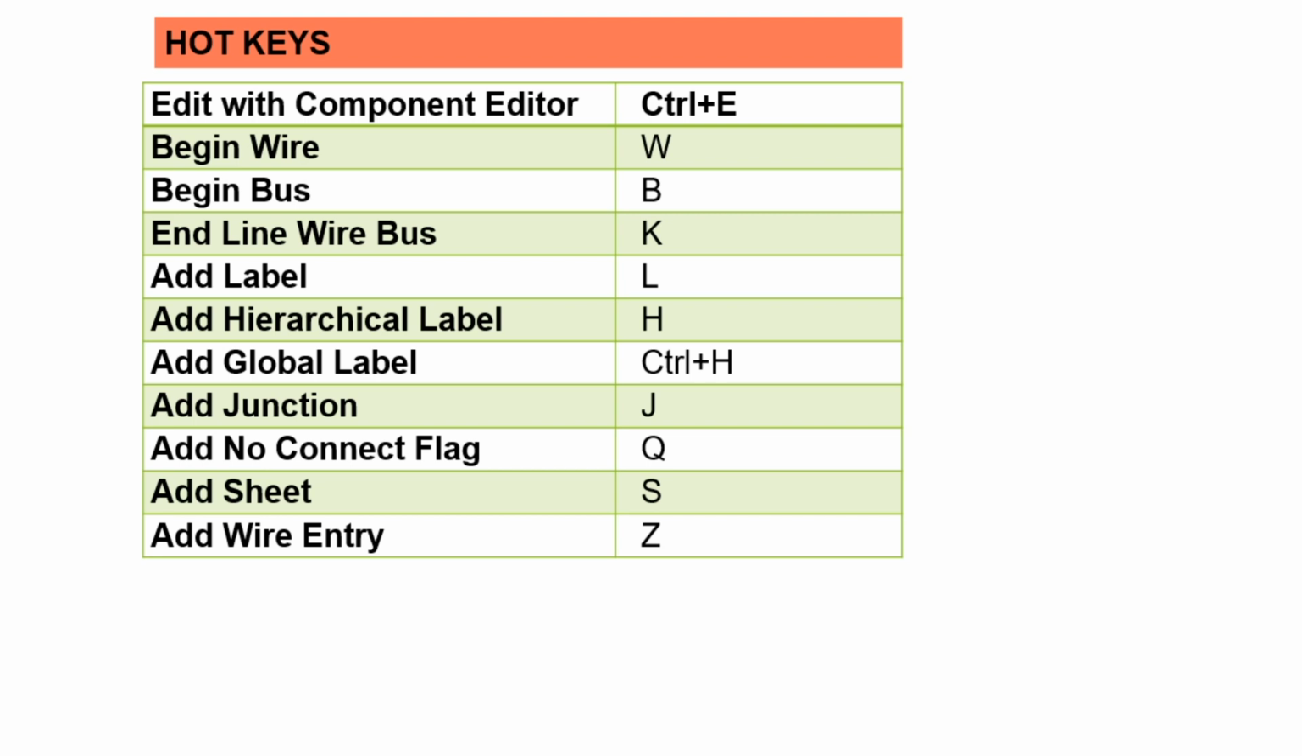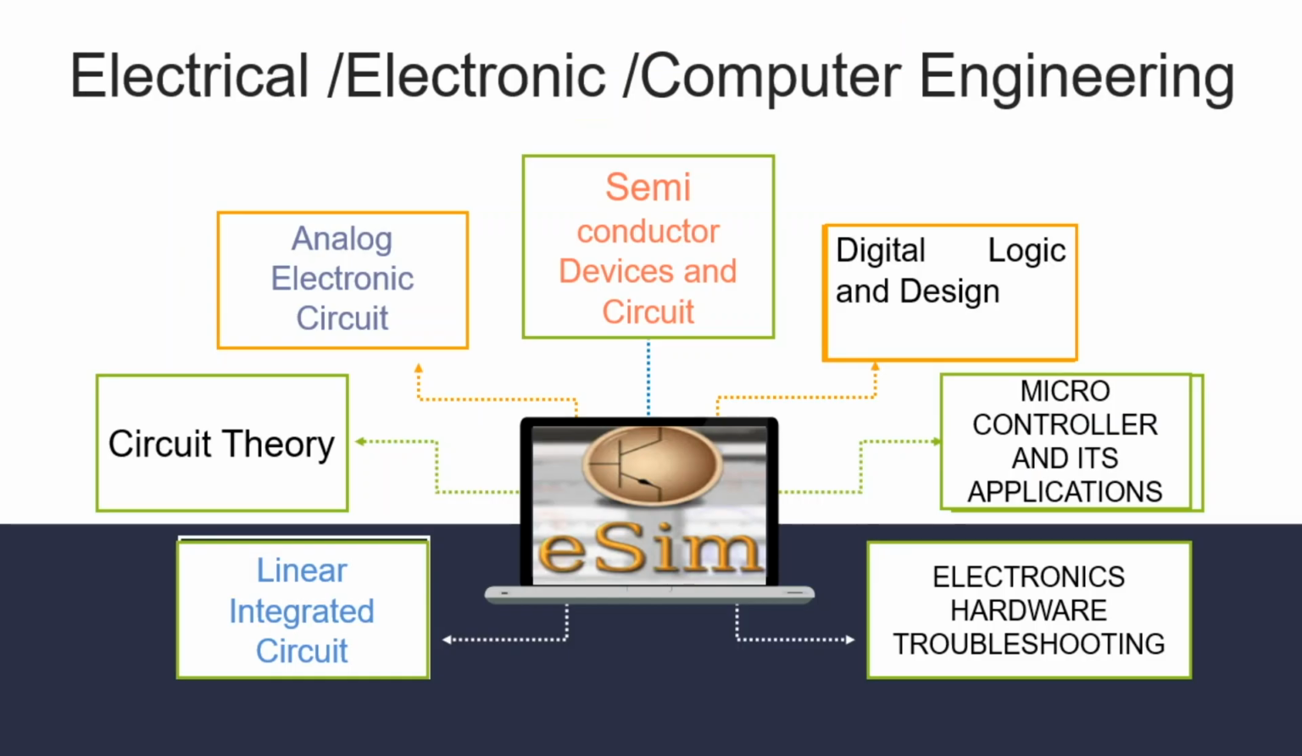Add label is L. Hierarchy label is H. Global label is Control plus H. Add junction is J. If you want a no connect flag, press Q. S is for add sheet and Z for add wire entry. So these are the various shortcut keys available as hotkeys to speed up the circuit simulation.